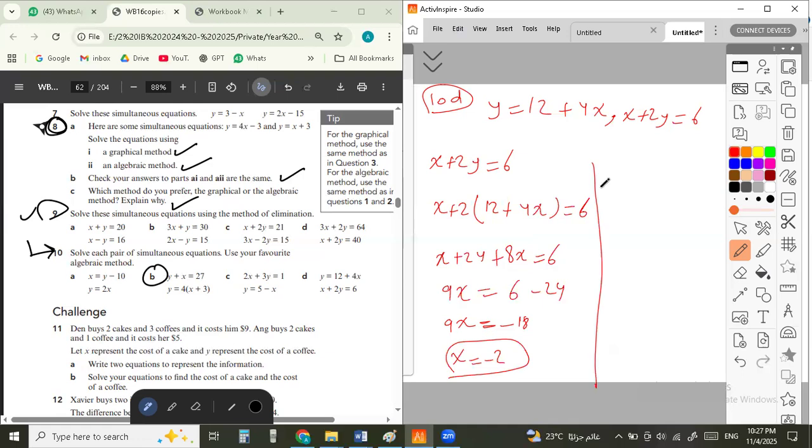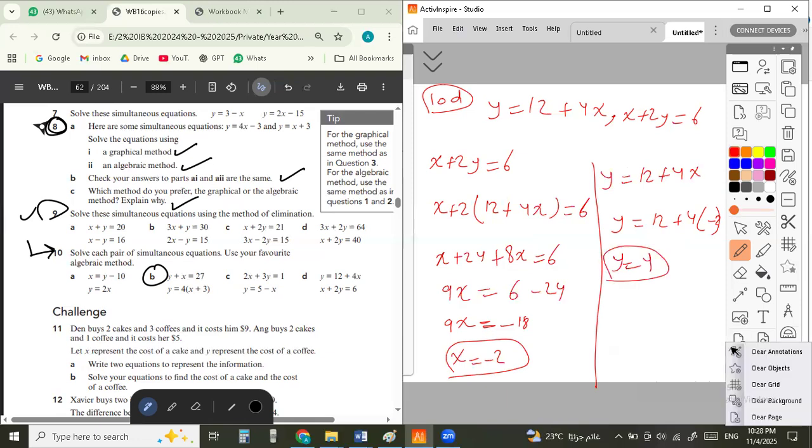Substitute in the other equation. They told you y equals 12 plus 4x. So y equals 12 plus 4 times negative 2. So y equals 12 minus 8. 4 times negative 2 is negative 8. So 12 minus 8 is going to be 4 exactly. And this is 10D.